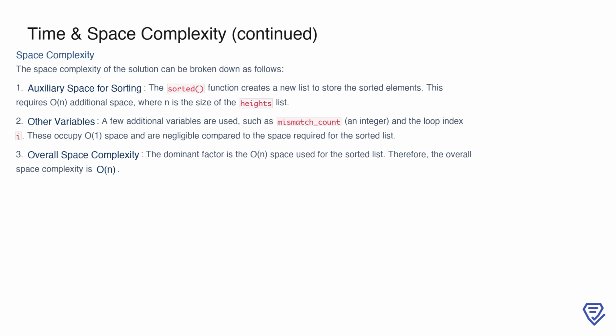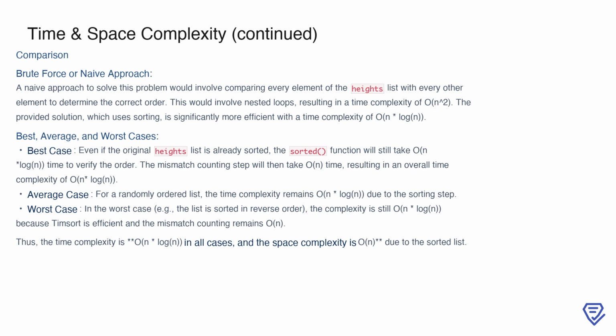Now, focusing on space complexity, we observe that the sorted function creates a new list to store the sorted elements. This additional list requires O(n) space, where n is the size of the heights list. Beyond this, the solution uses a few auxiliary variables, like mismatch_count for counting and the loop index i. These variables require constant space, or O(1), which is negligible compared to the space needed for the sorted list. Since the dominant factor is the memory used for the new list, the overall space complexity of the solution is O(n).